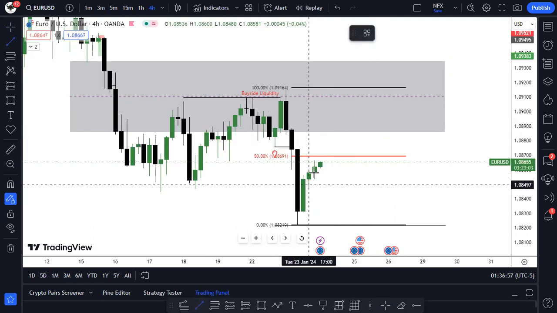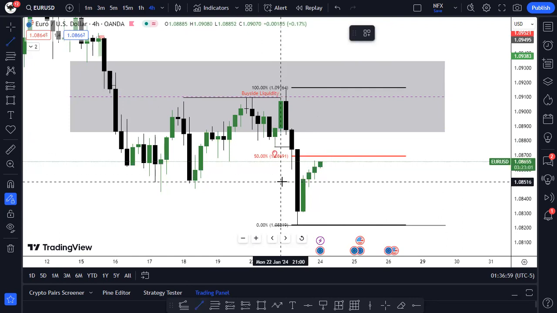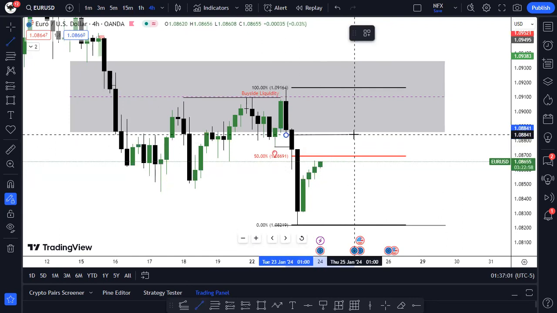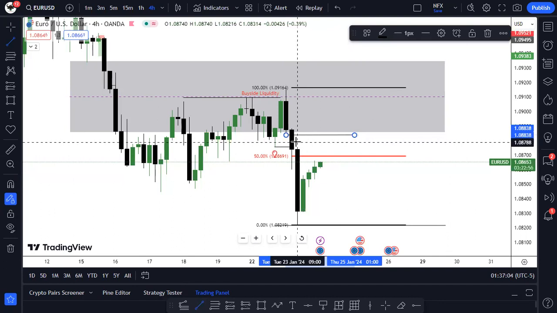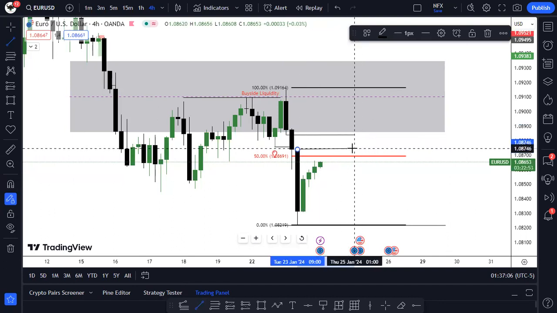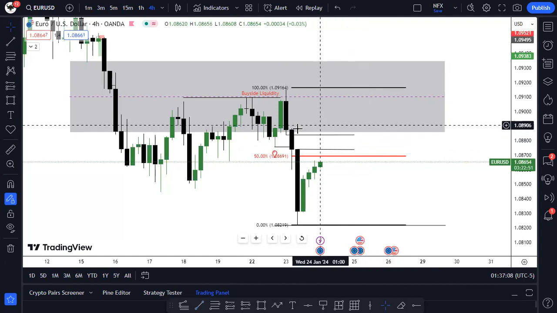What do we have here? The first thing we can see on the premium array is this CB here, sell side imbalance buy side inefficiency, aka a fair value gap or imbalance, a bearish imbalance, I should say, anticipating price to push up to this level. So what else do we have?